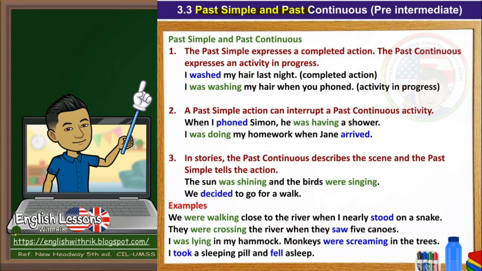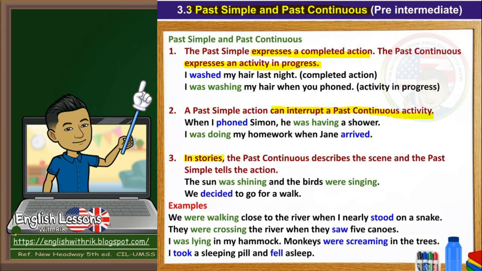Past simple and past continuous. The past simple expresses a completed action. The past continuous expresses an activity in progress. I washed my hair last night. I was washing my hair when you phoned. A past simple action can interrupt a past continuous activity. When I phoned Simon, he was having a shower. I was doing my homework when Jane arrived.